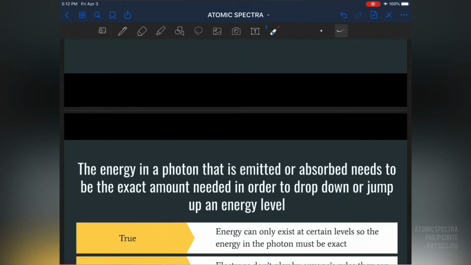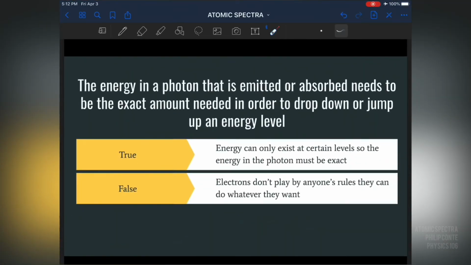Last question, before the one that requires the equation. The energy in a photon that is emitted or absorbed needs to be the exact amount needed in order to drop down or jump up in energy level. True, energy can only exist at certain levels, so the energy in the photon must be exact. Or false, electrons don't play by anyone's rules. They can do whatever they want. So hopefully you picked true on that one. But good, hopefully you did well.